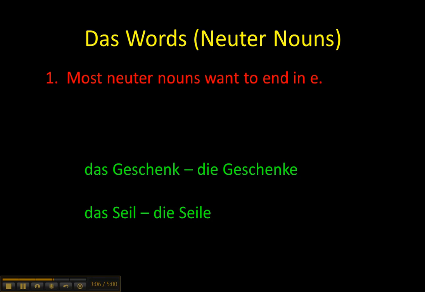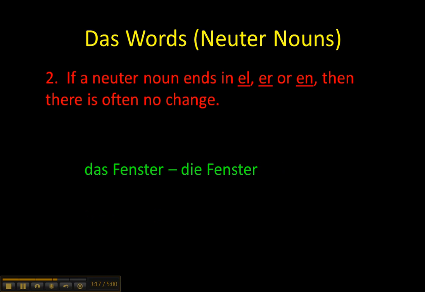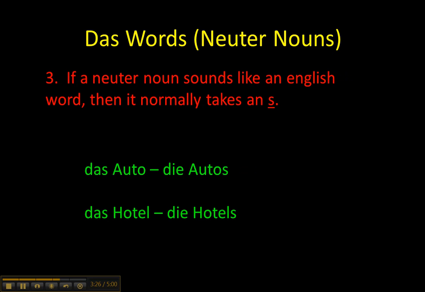For neuter nouns, most neuter nouns want to end in e, just like most der words, or masculine nouns, want to. So das Geschenk, die Geschenke, das Seil, die Seile. But if a neuter noun ends in -el, -er, or -en, then there is often no change at all. For example, das Fenster, die Fenster. If a neuter noun sounds like an English word, then it will probably take an S. So das Auto, die Autos, das Hotel, die Hotels.